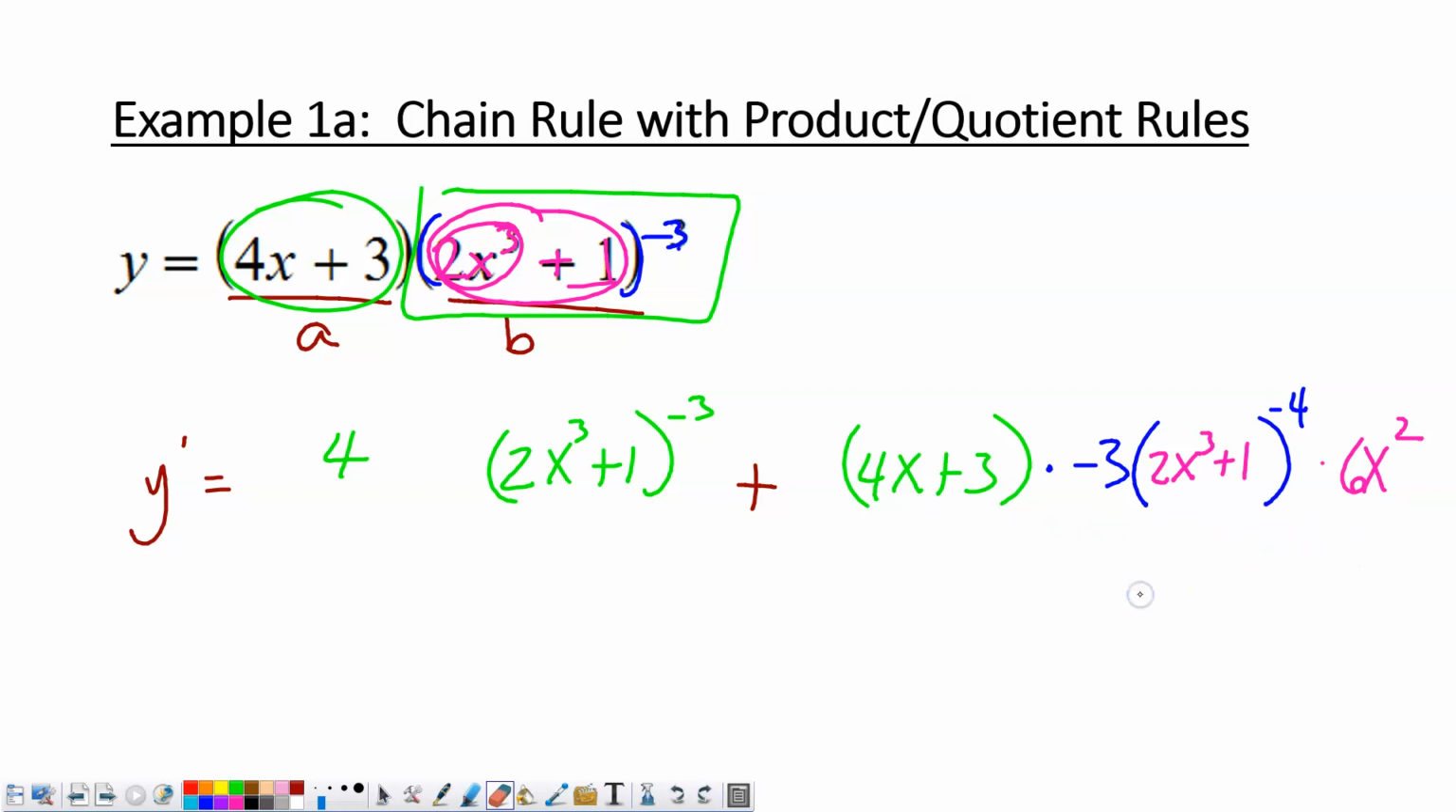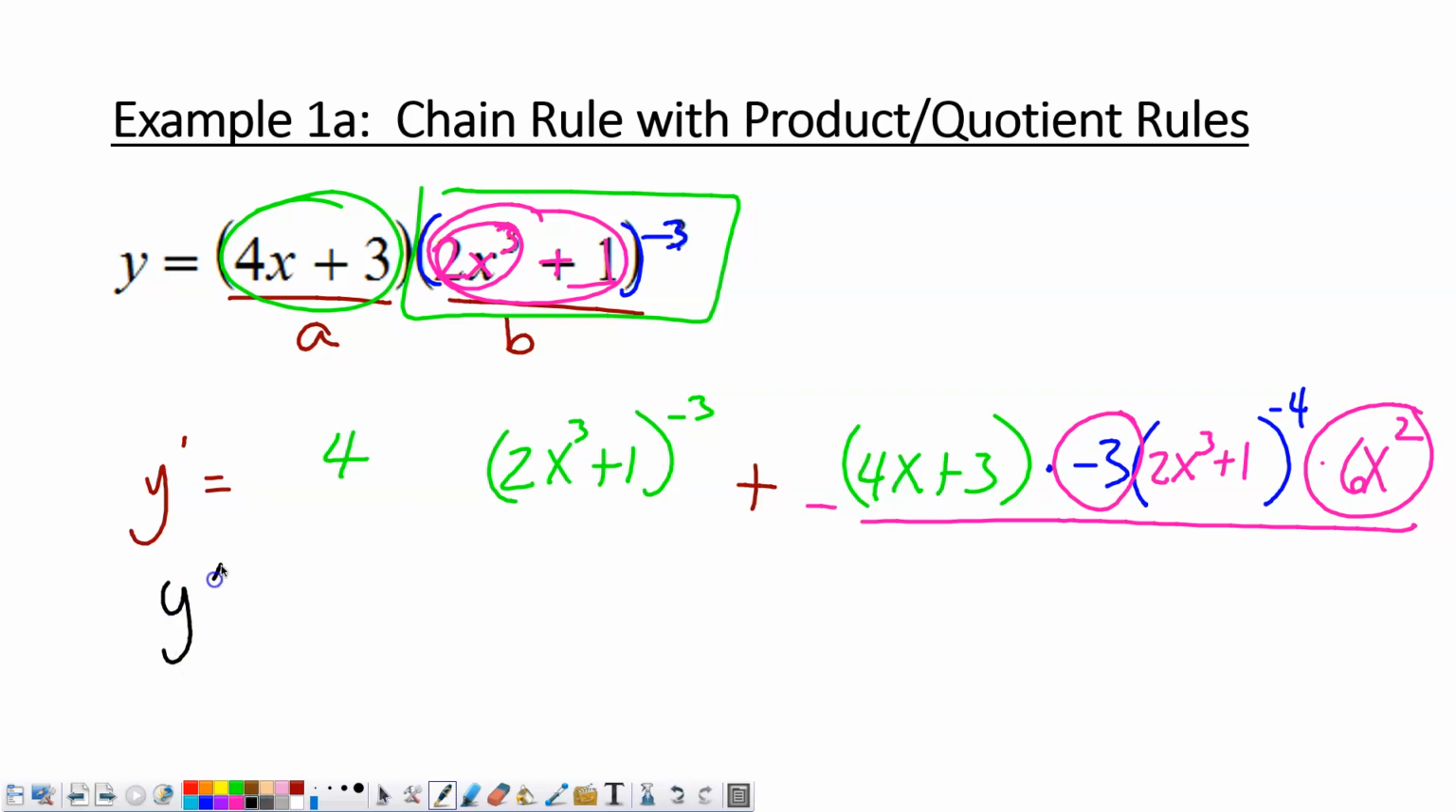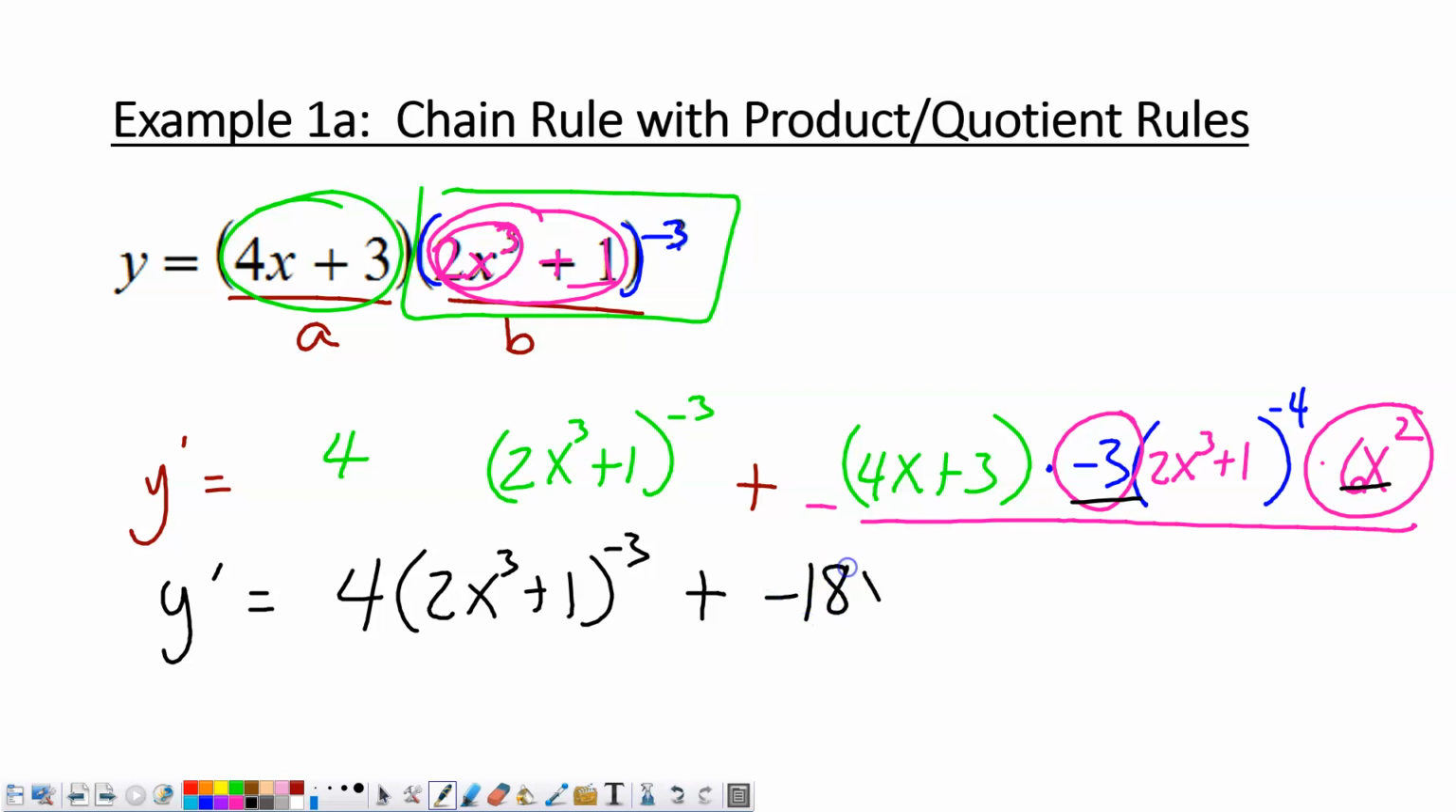One thing that's really obvious, I think, is that for this half over here, they're going to multiply the 6x squared with the negative 3, and they're going to put it in the front instead. So what that's going to look like then is the following. I think I'll just rewrite the whole thing, actually. So we have 4 times (2x cubed plus 1) to the negative 3. And then, like we said, negative 3 times 6x squared is going to be negative 18x squared.